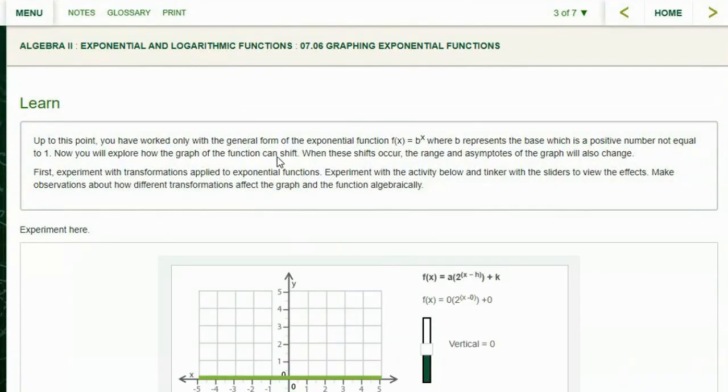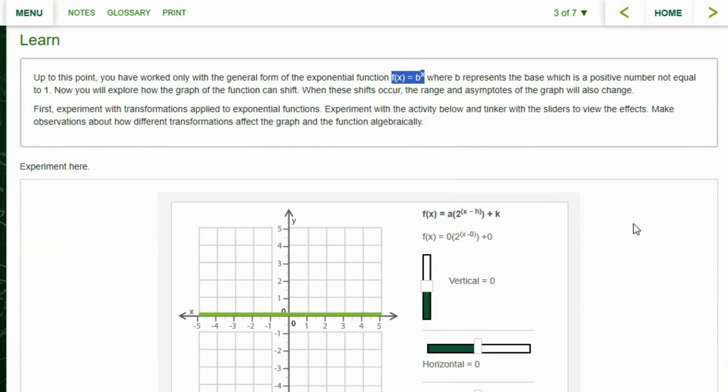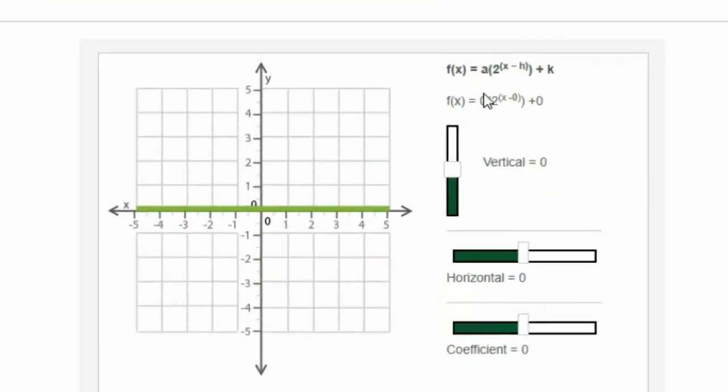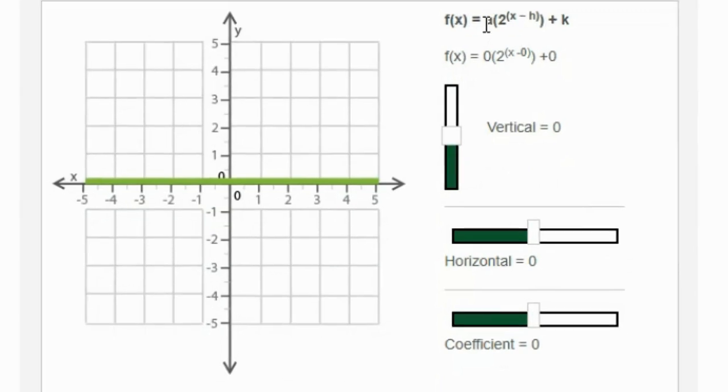So up to this point, we've only worked with the general form of f of x equals b to the x power, where b is the base. So now we're going to explore how we can shift that and how the range and the asymptotes will also change with it. So if we look at an equation like a, which is the coefficient out front, here's 2. 2 is our base. We're just going to use 2 as the base. And we do x minus h and the plus k on the end. And we've done x minus h and k with other functions, quadratic and third degree, cubic and quartic functions and other things. We're going to see how it works with an exponential function.